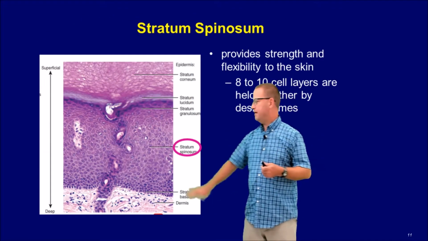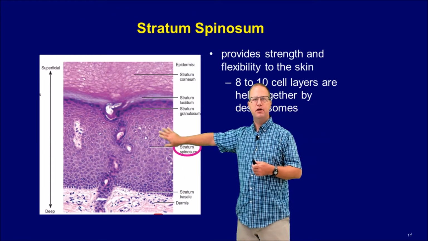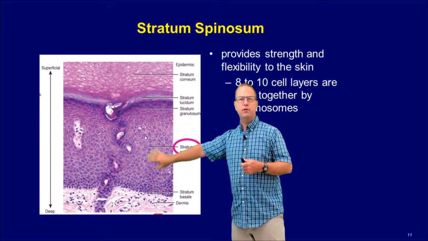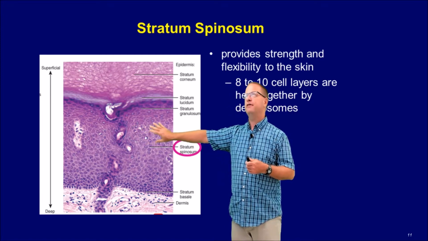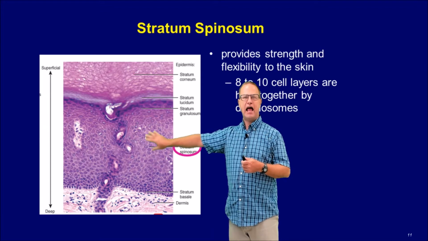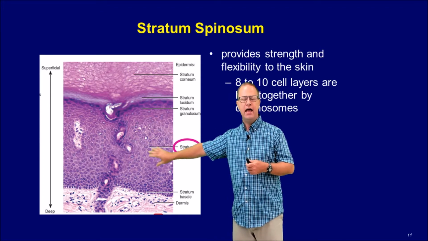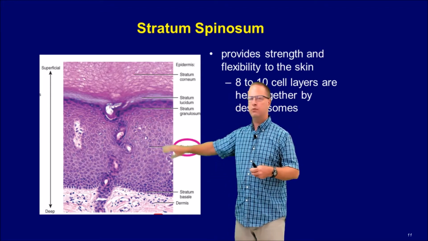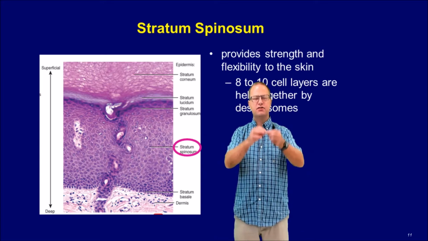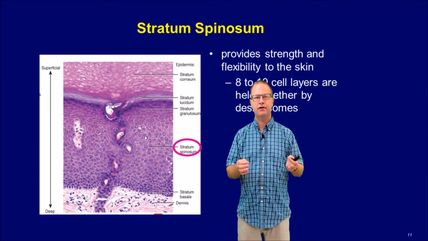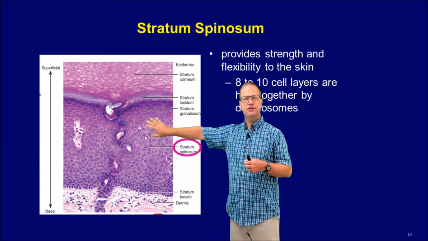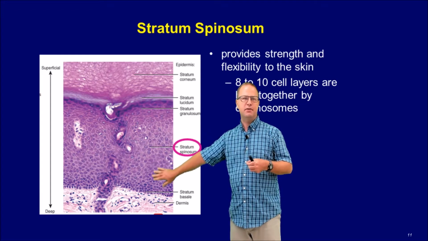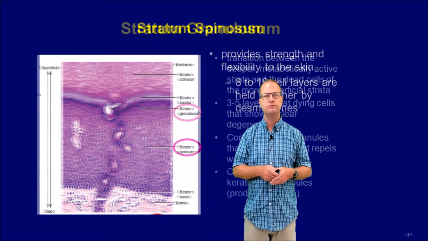Okay, the next layer above the stratum basale is called the stratum spinosum, and the stratum spinosum is one of the thicker layers of the skin. It's made up of about 10 cell layers of nice, happy, metabolically active cells. And we call it the spinosum layer because when we pull these cells apart, they have these little spiny appendages that attach them together, but we don't see that in situ. In situ, or in life, we don't actually see these appendages, only when we pull them apart.